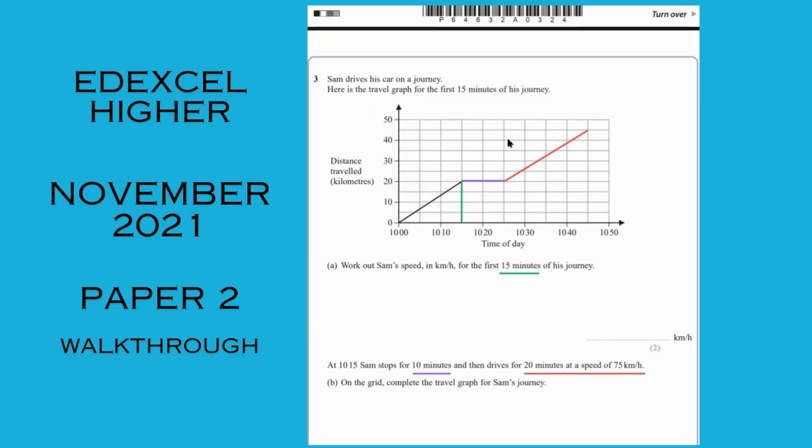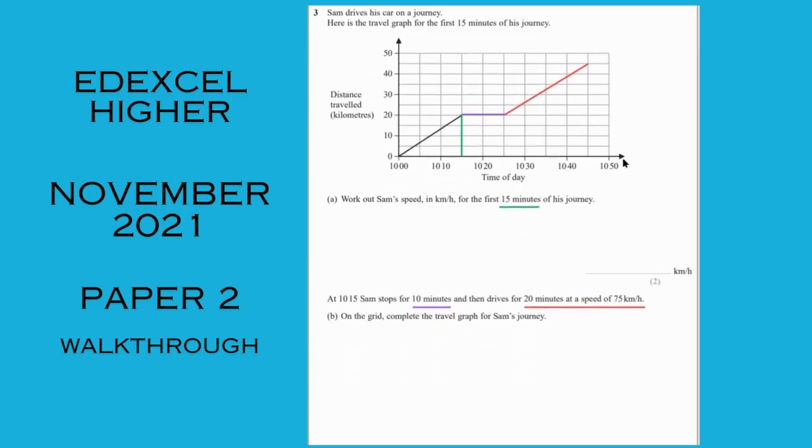Number 3, I've cheated. I'm rubbish with technology. And it saves you 3 minutes of listening to me be rubbish. So Sam's speed for the first 15 minutes. So the distance is 15 minutes or quarter of an hour, and he covers 20 kilometres. If you cover 20 kilometres in a quarter of an hour, you would times by 4 for a full hour, and Sam would end up doing 80 kilometres.